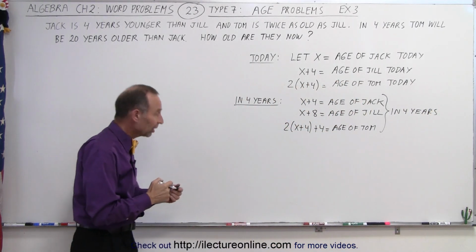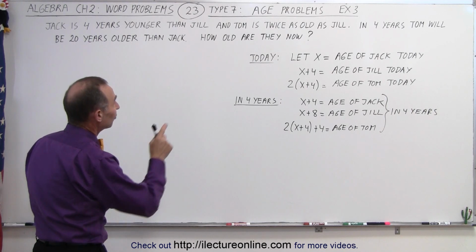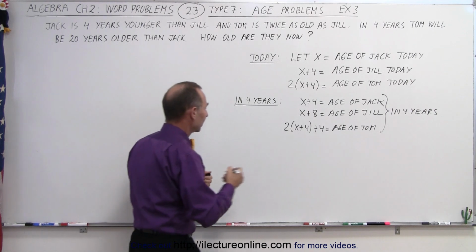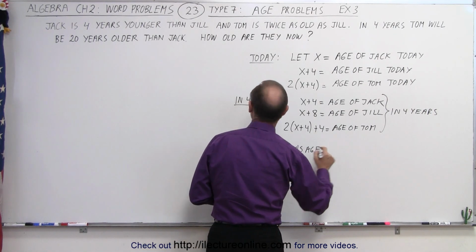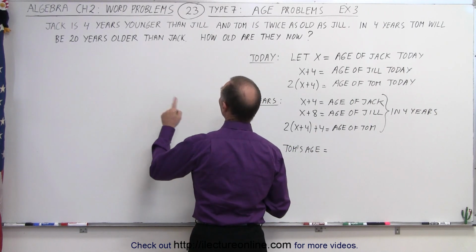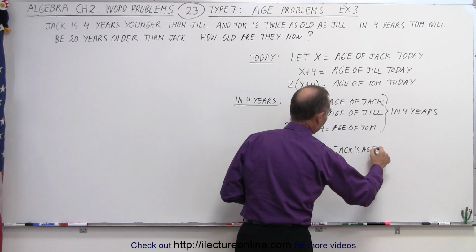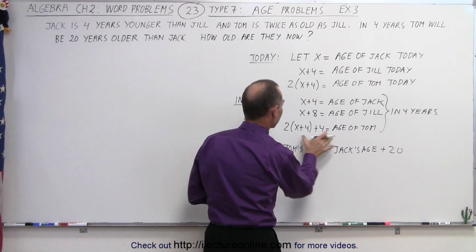Now, is there some other relationship, some other clue that they give us that can help us solve this problem? And it says that in 4 years, Tom will be 20 years older than Jack. So Tom's age will be equal to 20 years more than Jack's age. So Jack's age plus 20. Okay, Tom's age in 4 years will be this.